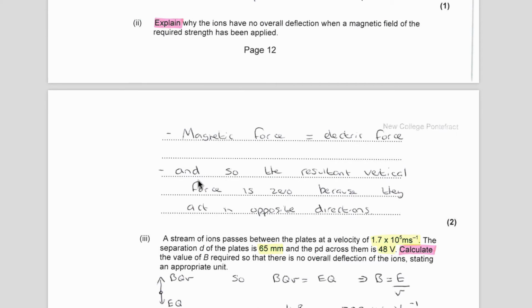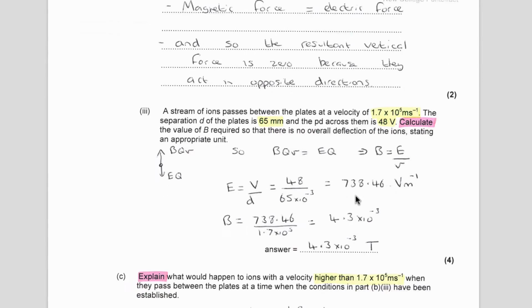And then we just explain why it means that the path then becomes horizontal. And so we say the resultant vertical force is 0 because these two things act in opposite directions. And so therefore we get 2 marks. 1 mark for that, 1 mark for the second point.